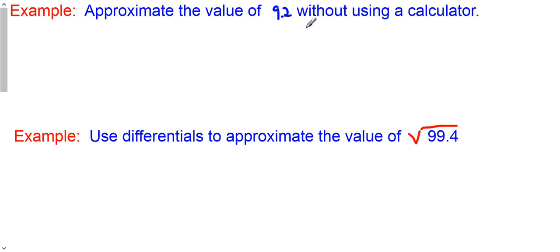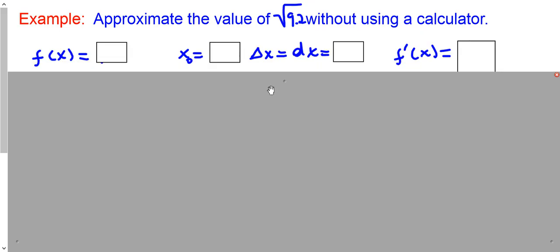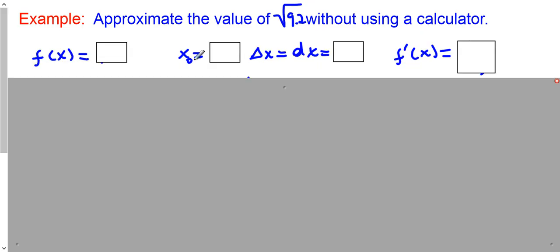All right, starting with approximating the value of the square root of 9.2 without using a calculator. So before we do anything here, let's first of all identify the following expressions. What is the function we're dealing with here? That's the square root of x function. What is the point where we're going to center our tangent line approximation? That's usually where you know the function pretty well, like we know the square root of 9 pretty well, right?